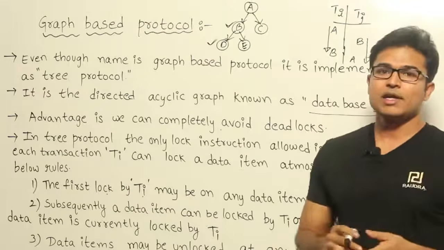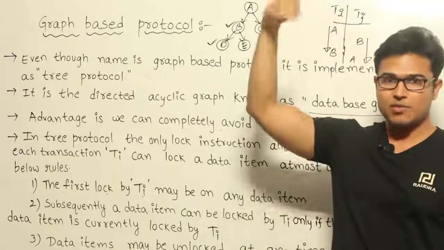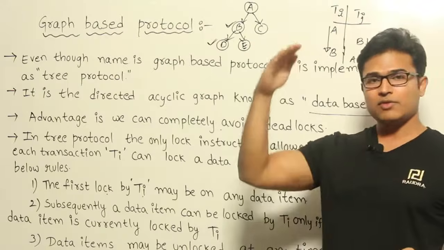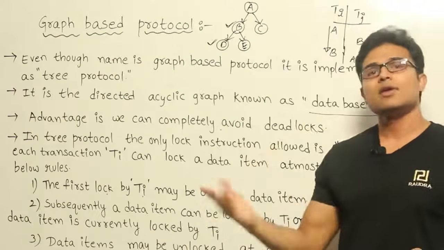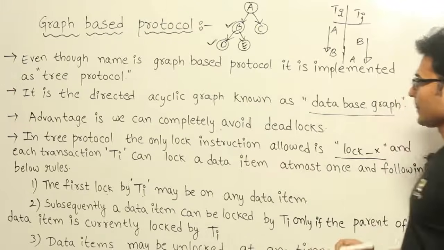By writing this rule, you will make sure that whenever you need a sequence of data items, you will always start from the top and then come down. So some ordering in which you are going to ask for the locks is going to be maintained. Now if everyone is going to follow that order, there will be no deadlocks, isn't it? There will be no cycle and no deadlocks. Got it?